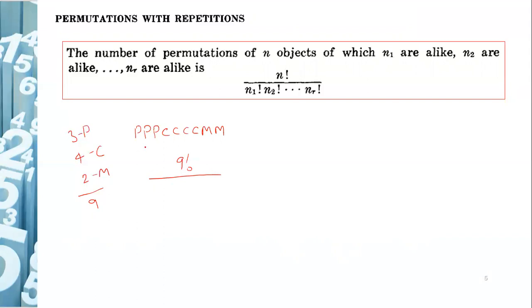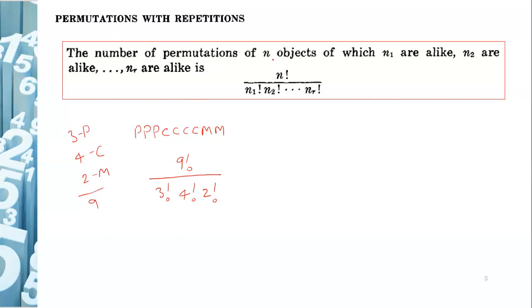In the denominator, the first object is repeated 3 times, so we take 3 factorial. The second object is repeated 4 times, so chemistry books 4 factorial. Again 2 factorial. So simplify this: that many arrangements are there of these 3 physics, 4 chemistry, and 2 mathematics books. This comes under permutations with repetitions. So that concept we can discuss like that.